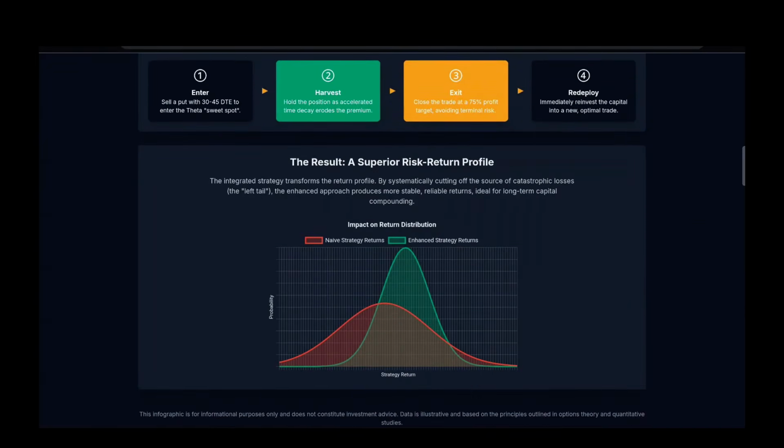So what's the end goal here? This has resulted in a superior risk-return profile. The integrated strategy transforms the return profile by systematically cutting off the source of the catastrophic losses, the left tail, as it's sometimes referred to, and the enhanced approach produces more stable, reliable returns, ideal for longer-term capital compounding. We can see this curve effect where you're going to get a steeper peak with the enhanced strategy, whereas you're going to get this low waving from a strategy return perspective versus the probability aspect of it. So there you go, guys.